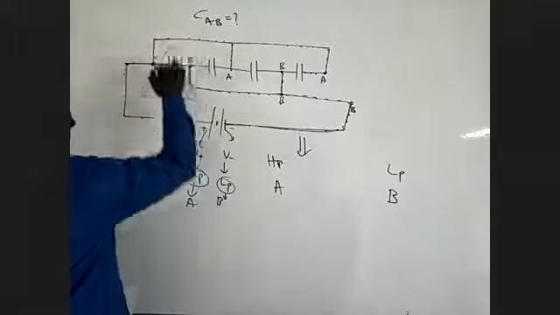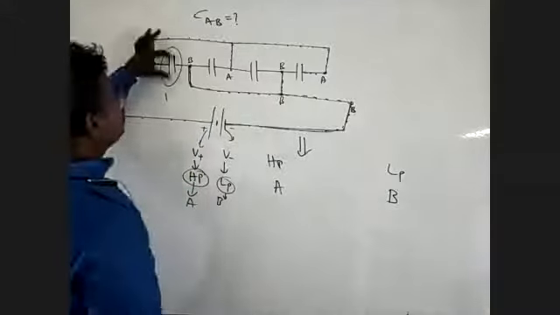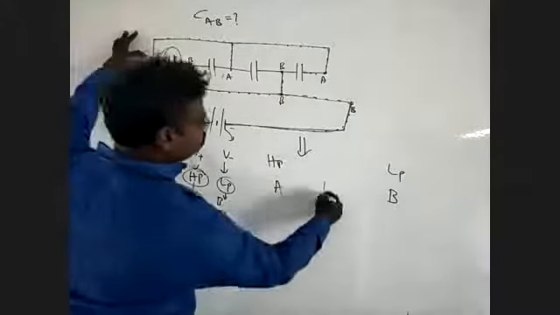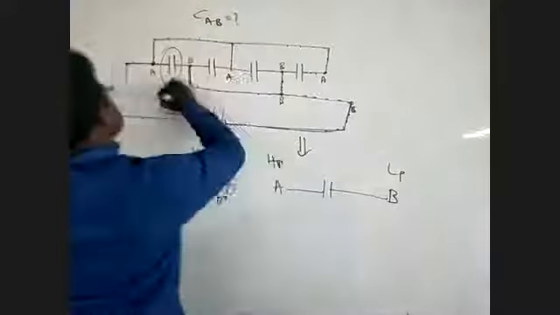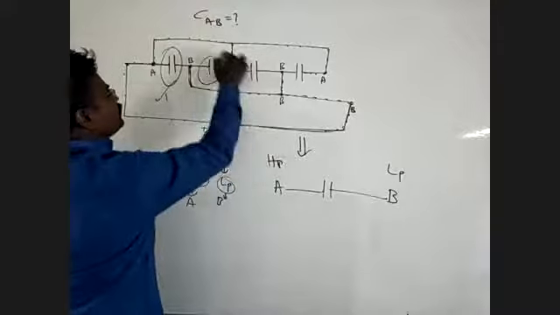You take the first capacitor. One plate is connected to high potential. Second plate is connected to low potential. First capacitor is over. Next is second capacitor.